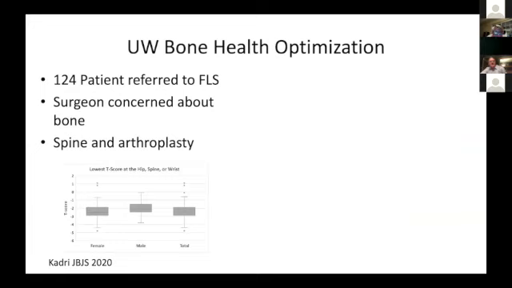And the fact of the matter is you can mitigate this by proper pre-treatment and continuing treatment after surgery. This is a program that we started at the university with Neil and Kristen Hare for bone health optimization. 124 patients were referred to our FLS program for preoperative consultation because the surgeon was concerned about the bone quality. We looked at images, we took a history, and we said, we think this is going to be bad bone. Maybe we should do something about it, get it fully evaluated.